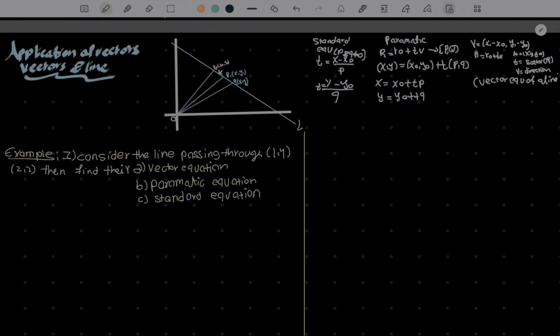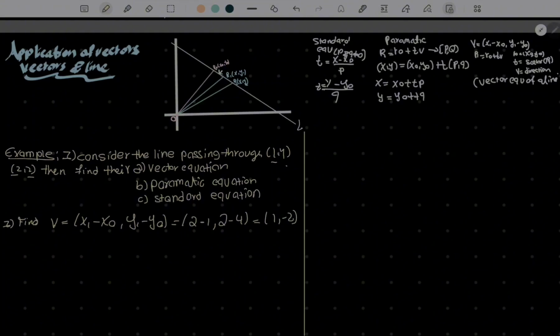Okie dokie, so now let's start with the first one. But before we get into that, first we need to find V. So the first step is going to be find V. So as you know, the formula of V is X1 minus X naught, comma Y1 minus Y naught. So according to this equation, we can just find 2 minus 1, comma 2 minus 4, which will be equal to 1, comma minus 2.